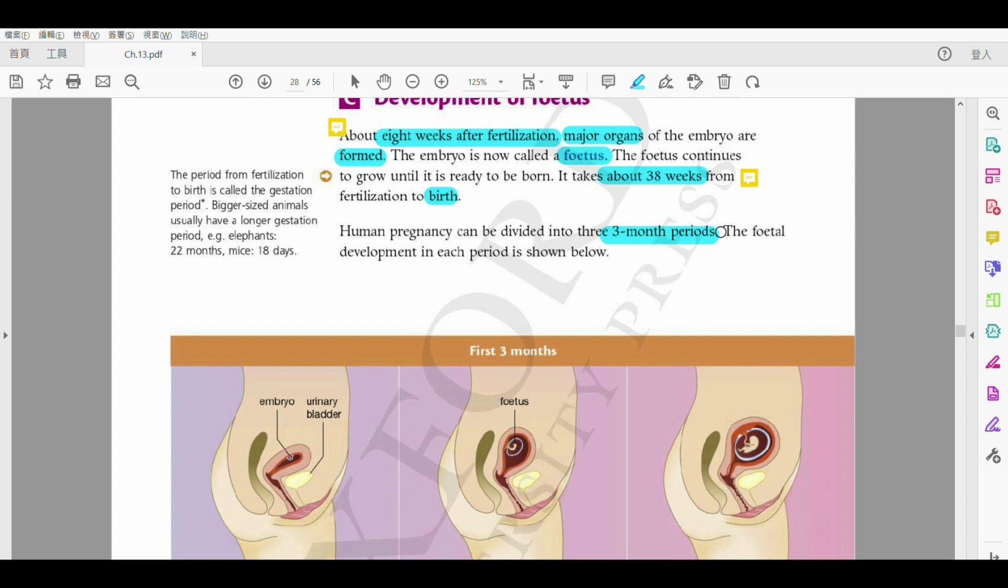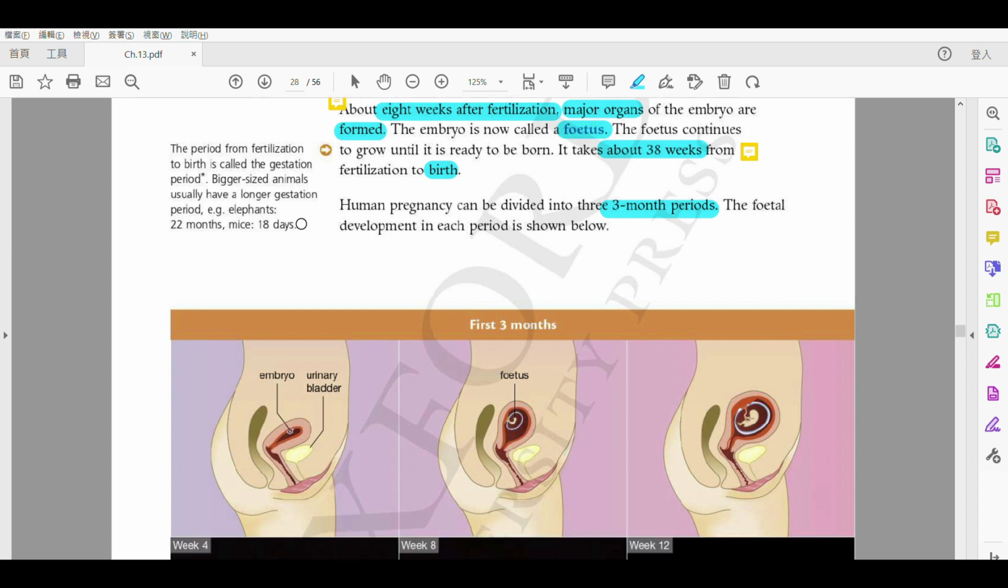Okay, and this 3-month period 係咪 is it that important 咧？Not really. So just look at it yourself. Okay, I'll go through them very quickly. Okay. 今日啦，首先啦，第一樣嘢啦，我哋可以睇一睇嘅 here. So the period from fertilization to birth 啦，you do not need to remember this name, so just have a look. 我哋叫 gestation period.